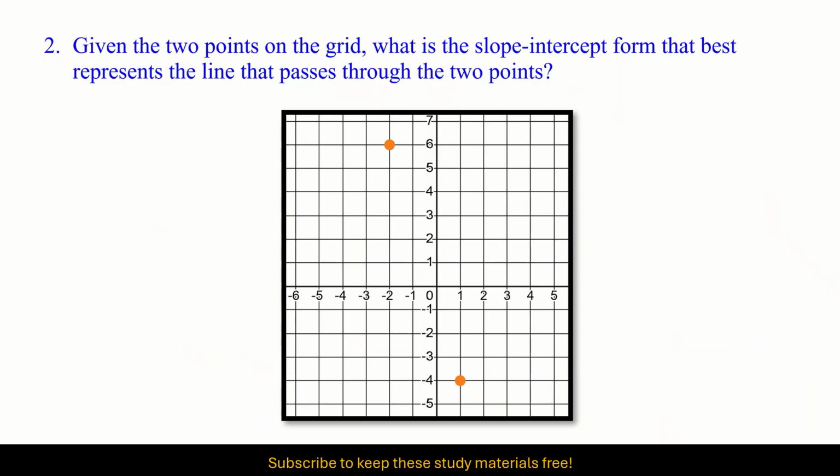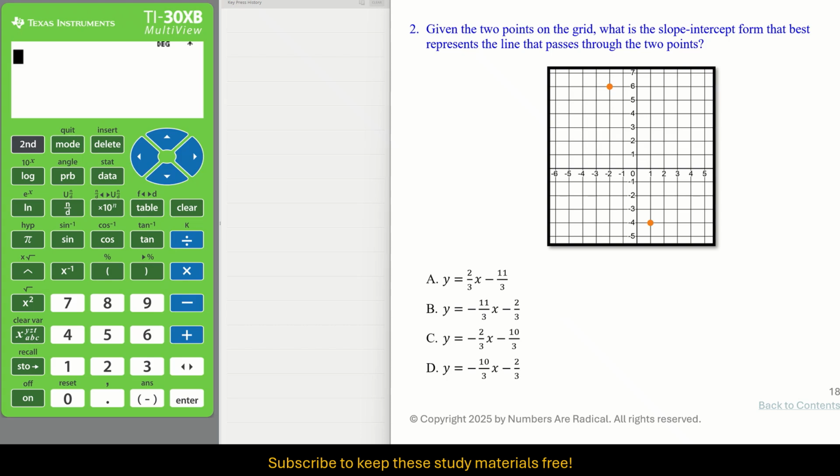Number 2, given the 2 points on the grid, what is the slope-intercept form that best represents the line that passes through the 2 points? Using the TI-84, we need to use the data button because we're given 2 points. Okay, so let's push the data.